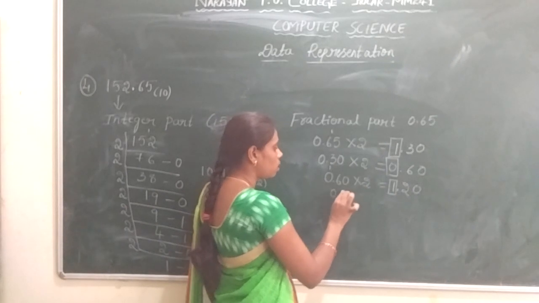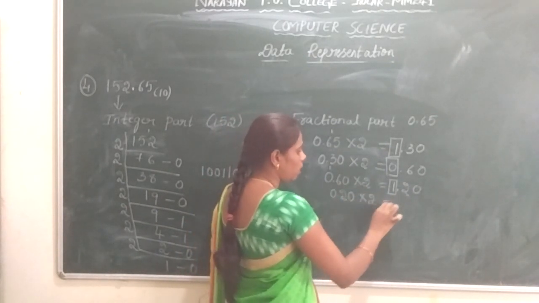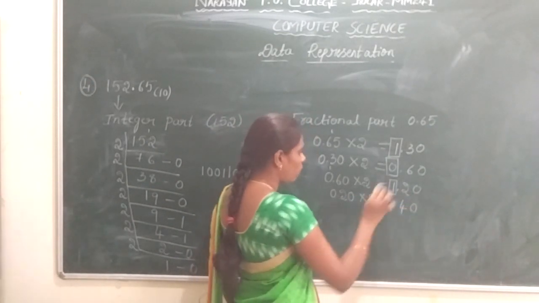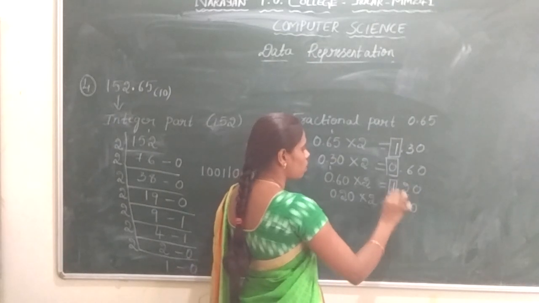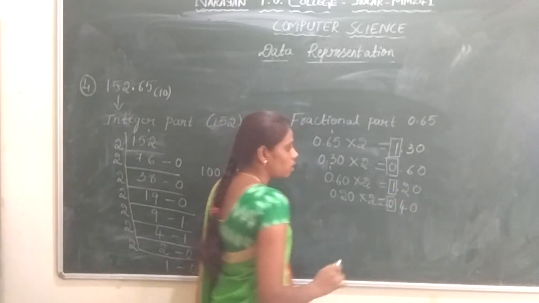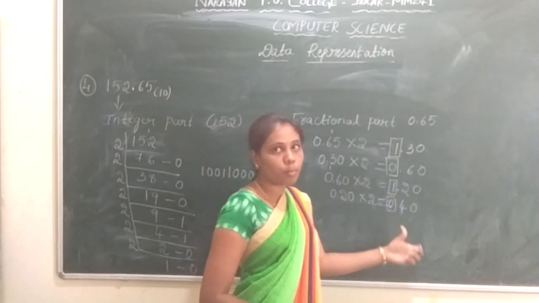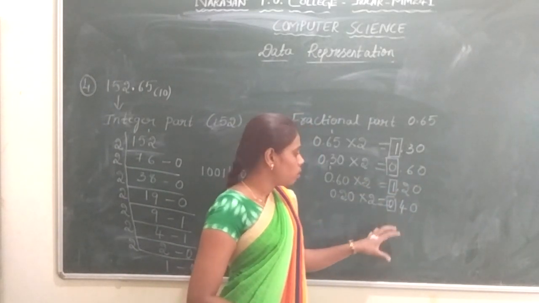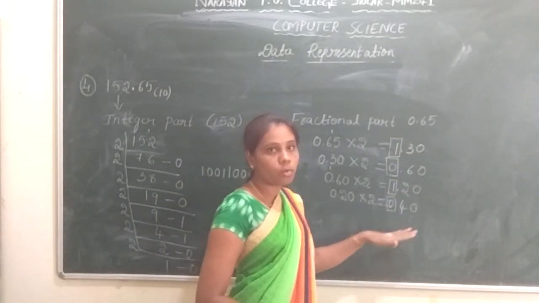Consider only the fractional part. Multiply it by 2. 2 into 0 is 0. 2 2s are 4. So we will not get any carry. So that is 0.40. Sometimes in the fractional part we will not get the fractional part as 0, it will be recurring. So in this situation we need to stop the process after 3 or 4 steps.